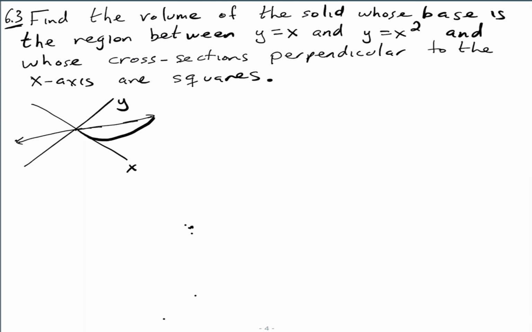Okay. So this is the key here. The cross sections are going to be perpendicular to the x-axis. So perpendicular to the x-axis, what does that mean? Well, like the y-axis is perpendicular to the x-axis, so it should be parallel to the y-axis. So perpendicular to x, parallel to y. If I take a look at one cross section, it has to be a square, right? So the cross sections are going to look like this, basically. And they're going to be squares.